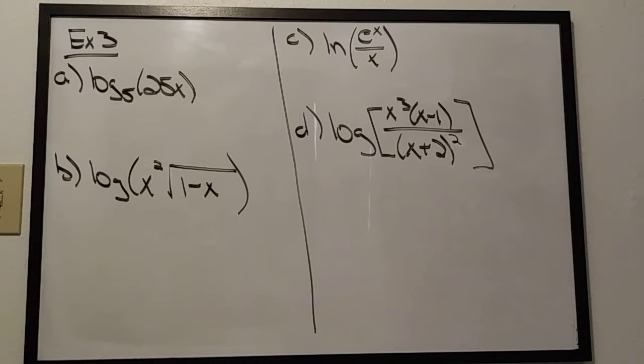Now, we can also do just the opposite. You can be given lots of little logs, and then you can bring them together as one big log. So it all comes down to what kinds of things you need to do with this logarithm afterwards. So let's check out example 3.